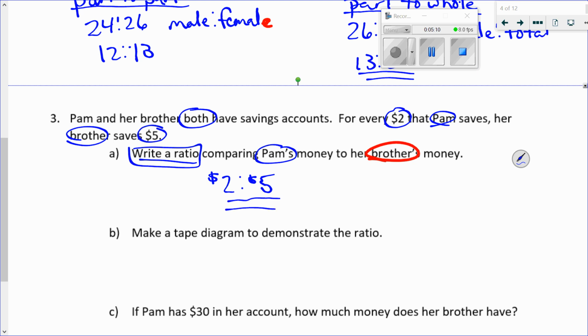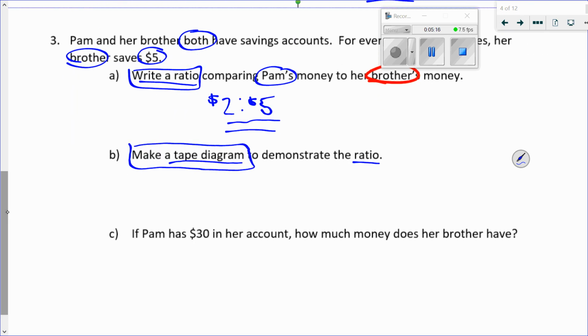Next one, make a tape diagram to demonstrate the ratio. So now I have to make a tape diagram out of it. So 2 is on top, 5 is on bottom.